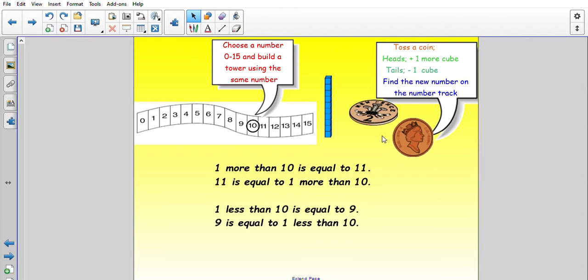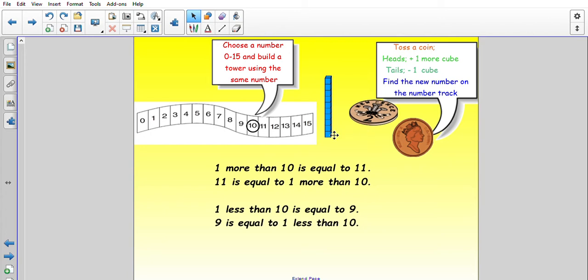Now, in this game, the first job is to choose one of the numbers on the number line. Once you've chosen the number on the number line, there it is, we're going to say we've chosen number 10. We're going to make 10 cubes or 10 representations. So we're going to have a concrete representation of 10. So that's the first job.